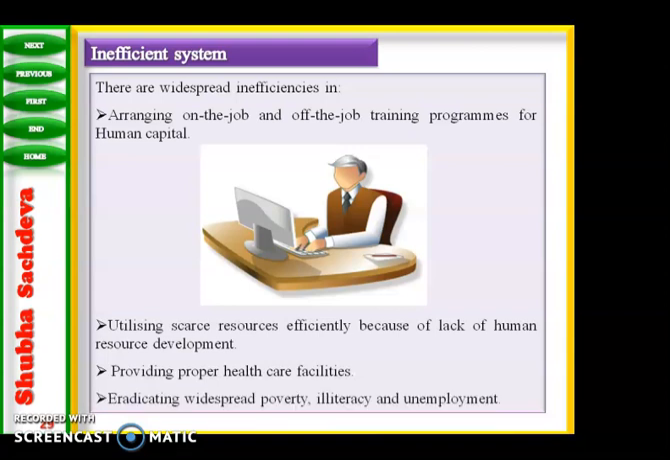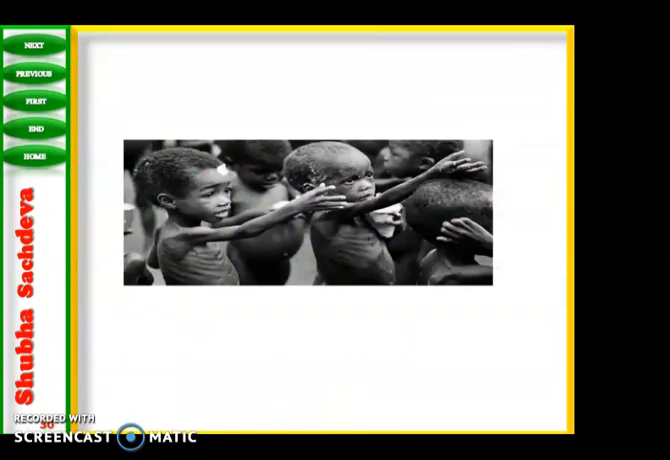And the last one is eradicating widespread poverty, illiteracy and unemployment. There are widespread inefficiencies in eradicating. Eradicating means to remove widespread poverty, illiteracy and unemployment. We were unable, our system, our administration were unable to remove poverty, illiteracy and unemployment completely from the country. So these are some inefficiencies of our administration system, due to which these are the problems of human capital formation.